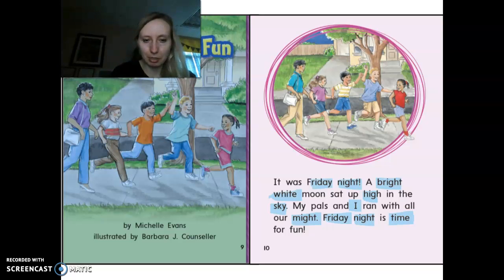Okay, we'll do the first page together. Ready? Begin. It was Friday night. A bright, white moon sat up high in the sky. My pals and I ran with all our might. Friday night is time for fun.